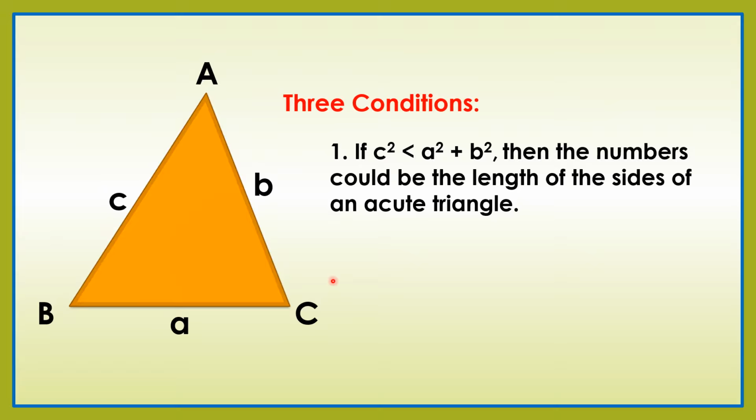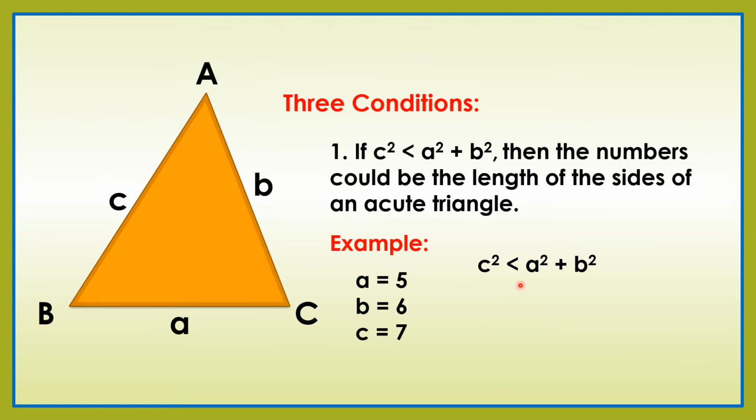So let's have here the figure sa left side. Ang value ng a natin ay 5, ang b natin ay 6, at ang c natin ay 7. So let us use yung condition. c squared is less than a squared plus b squared. Substitution. Ang c natin ay 7, ang a natin ay 5, at ang b natin ay 6. So, we will have now 7 squared is less than 5 squared plus 6 squared. Then, simplify natin sila lahat.